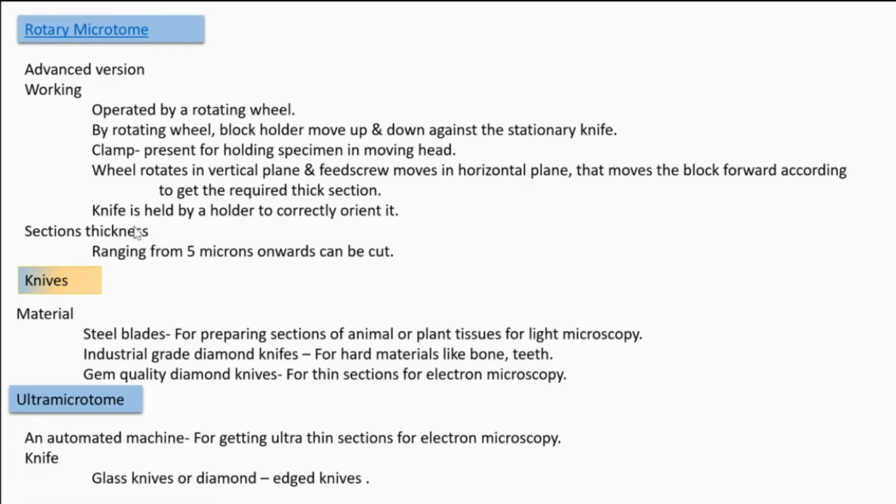The sections made out of this rotary microtome are usually of thickness ranging from 5 micron onwards. So next we can see the video of the rotary microtome, how it works. So let's see that.